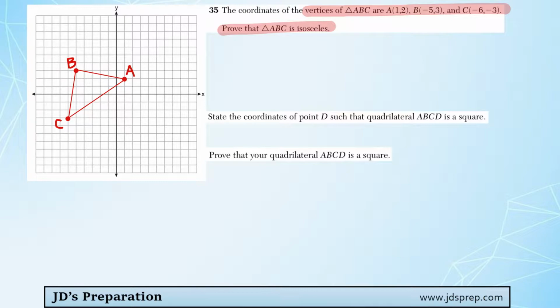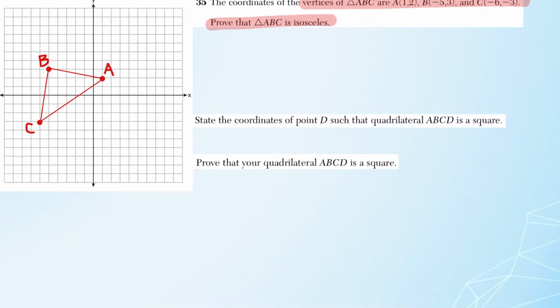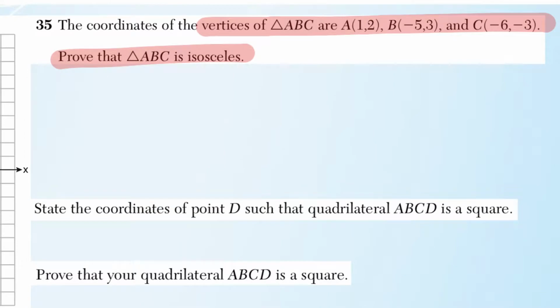And by looking at what we drew, you can kind of tell that the two sides that are going to be the same length are AB and BC. So what we're going to do to prove that they're the same length is to use the distance formula. We'll start with the length of AB.